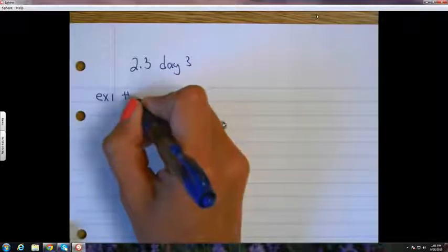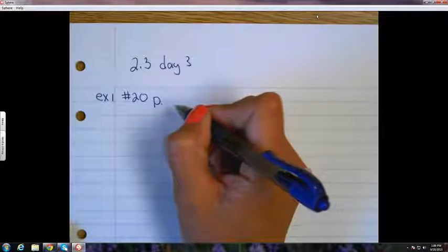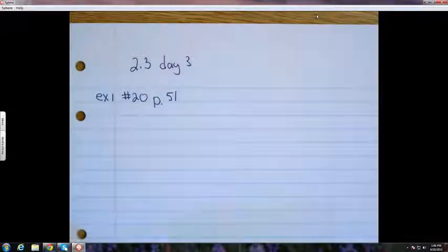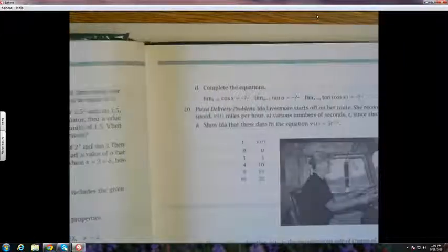So our first example is number 20 on page 51 from your book. And you don't really have to have your book open. I'll show you real quick and then we'll write down the important stuff. We're doing the pizza delivery problem.